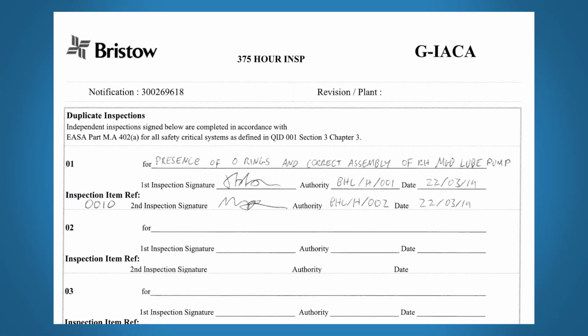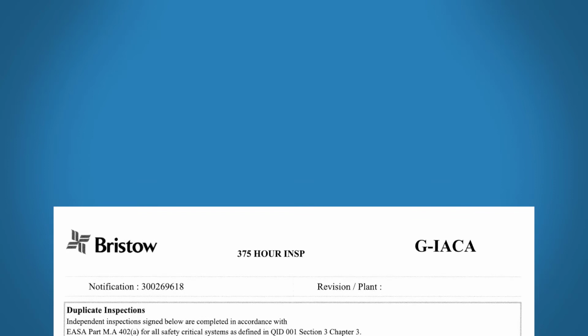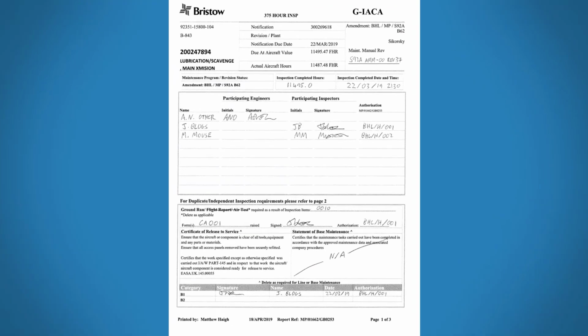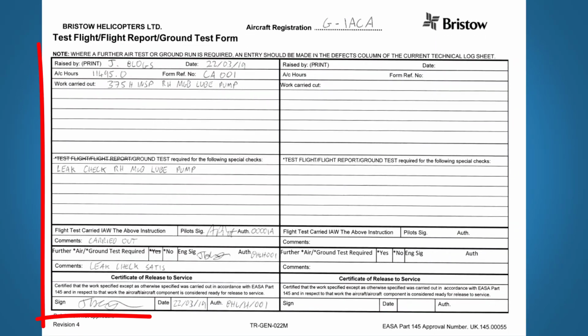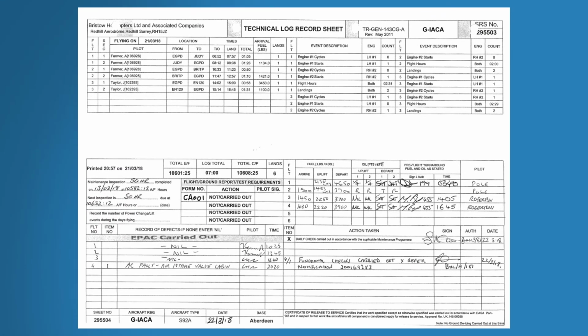The completed form requires both signatures. The first is certifying the work carried out, and the second is for the independent inspection being completed. All participating engineers and inspectors must appear on the inspection front sheet with their authorization details and signatures. Don't forget to include the post-maintenance check information in the tech log forms as well. Also raising this on the ground run flight test box on the tech log front page.